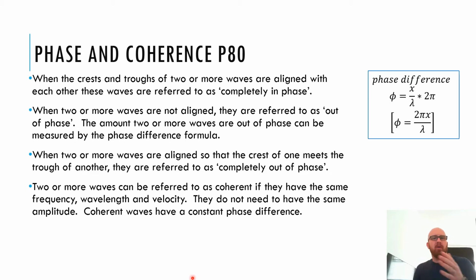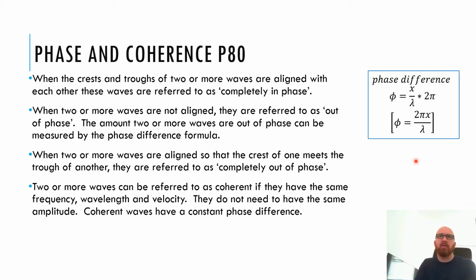The amount they are out of phase can be measured by the phase difference formula. Now, the phase difference formula is this formula up here. We talked about that before. When two or more waves are aligned so that the crest of one wave meets the trough of another, they are referred to as completely out of phase. So we have in phase, out of phase, and completely out of phase.